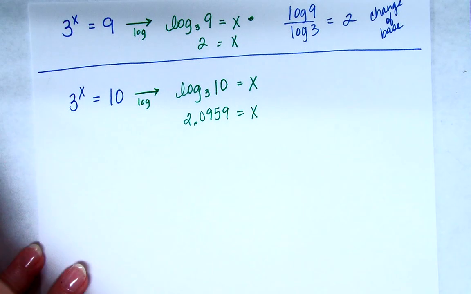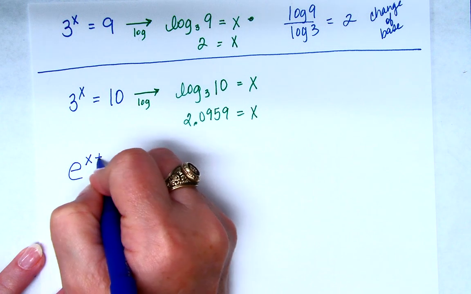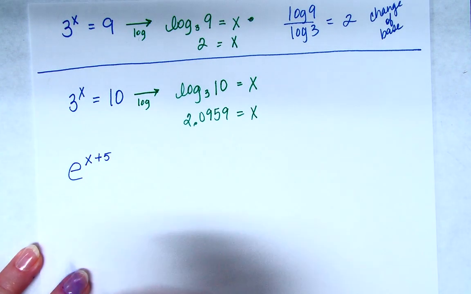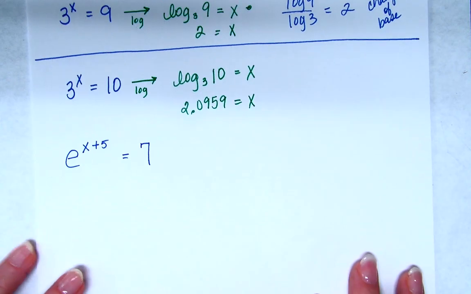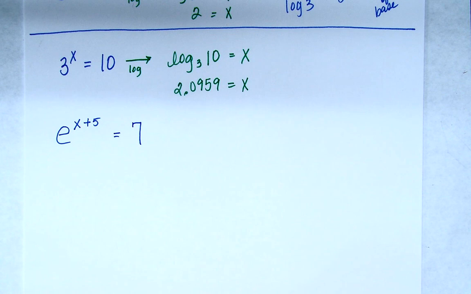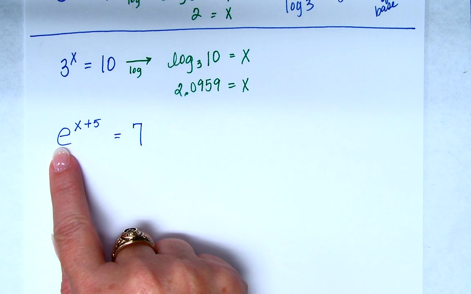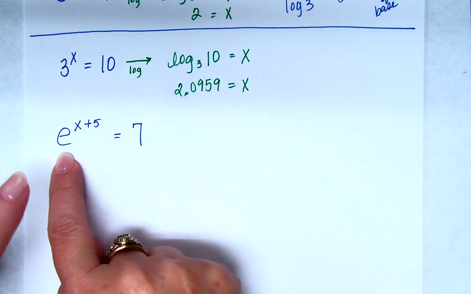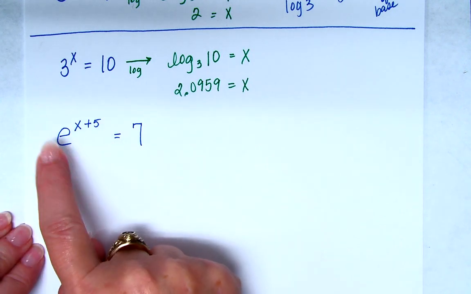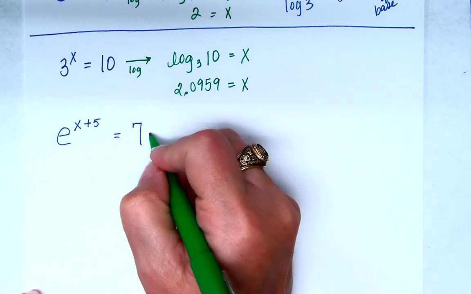All right, what about this one? e to the x plus 5 power equals 7. Is the base isolated? I'm not talking about what's in the exponent. I'm saying is anything being added, subtracted, multiplied, or divided to the base? No. If it's isolated, then what?